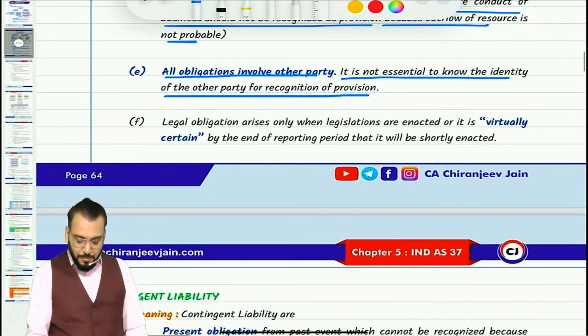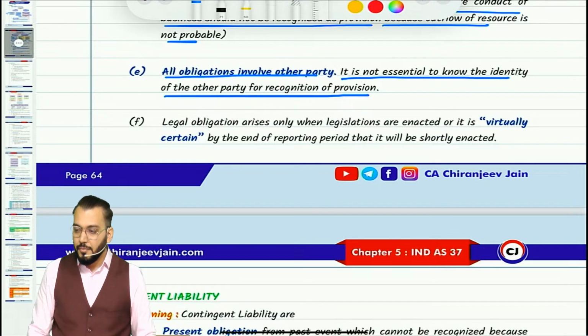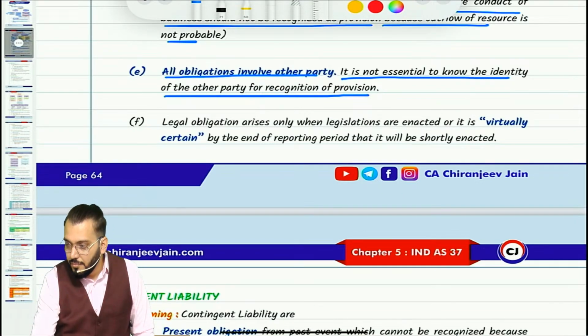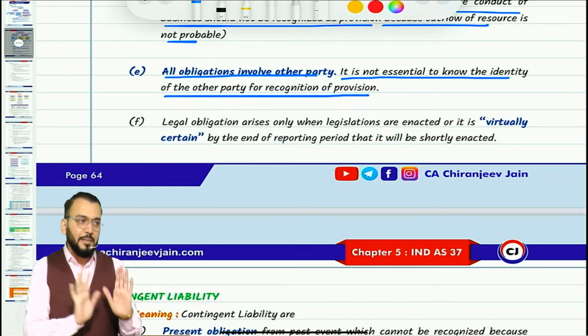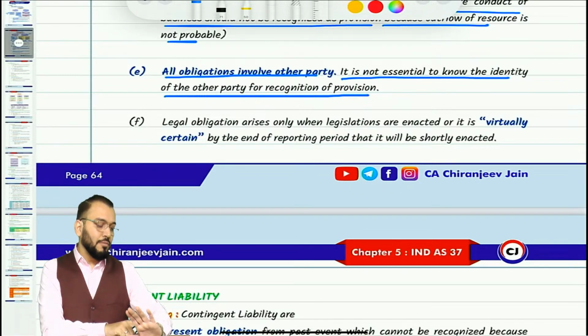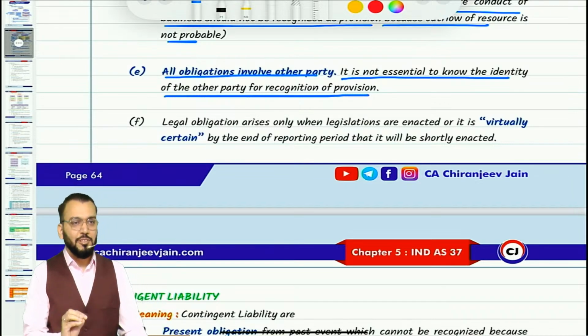We'll take a break. After the break, we'll do the last point of provision, then we'll come to contingent liability. The break will always be for 10 minutes. It is deemed, I will not announce. So I will start after 10 minutes. Okay? So that is deemed 10 minutes.